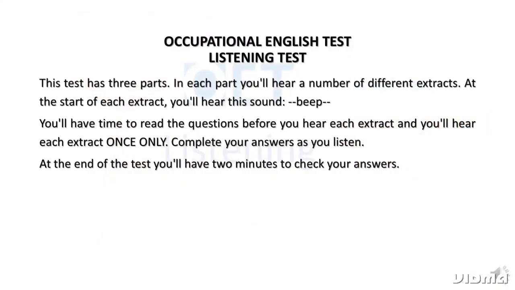Part of the Occupational English Test has 3 parts, and in each part, you hear a number of different extracts. At the beginning of the test, you will hear a beep sound. You have time to read the questions before you hear the extracts. You will hear each extract once only. You have to complete your answers as you listen. At the end of each test, you will be given 2 minutes to check answers.